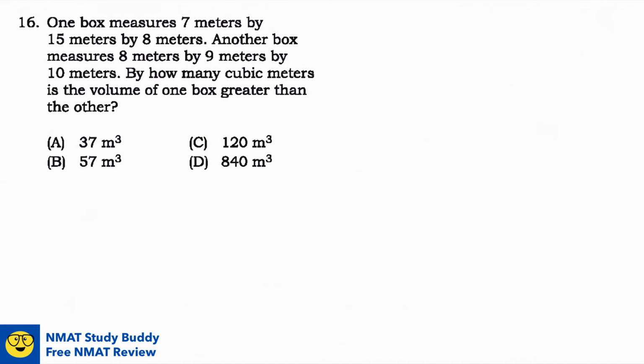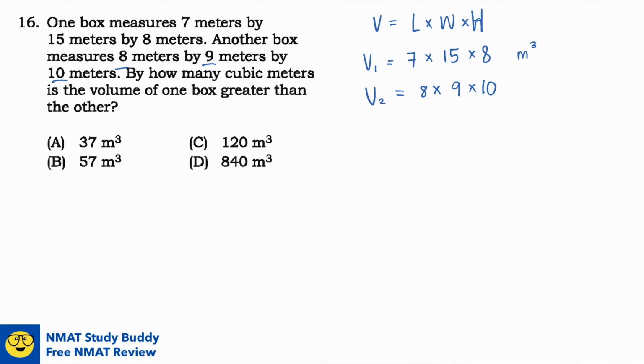Number 16, one box measures 7 meters by 15 meters by 8 meters. Another box measures 8 meters by 9 meters by 10 meters. By how many cubic meters is the volume of one box greater than the other? So, yung volume ng box is equal to length times width times height. So, yung unang box, yung volume niya is 7 times 15 times 8 meters cubed. And then, yung volume ng second box is equal to 8 times 9 times 10 meters cubed.